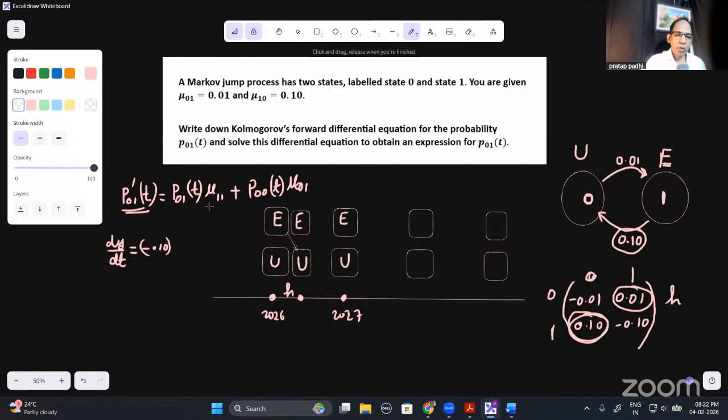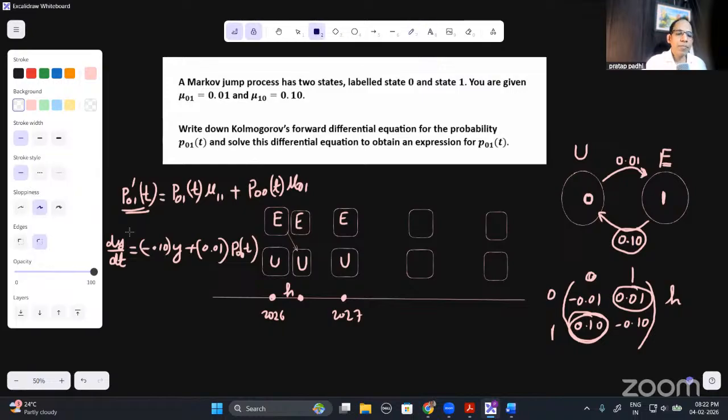I will write mu 1, 1 here, P01T. Already we have taken y. So I got a linear form plus mu 01. Mu 01 is there already, 0.01 plus 0.01 P00T.